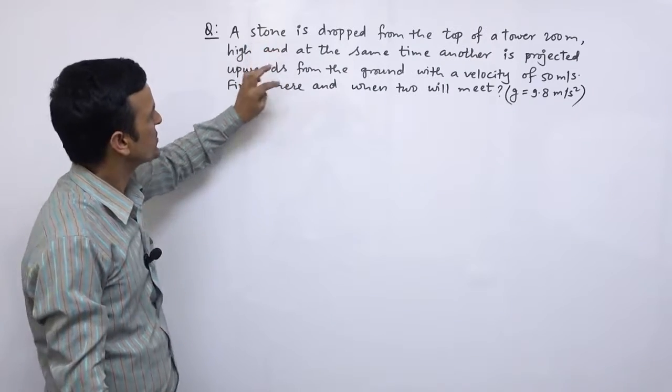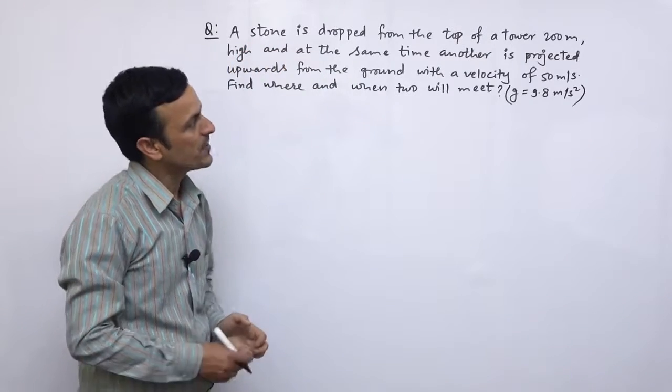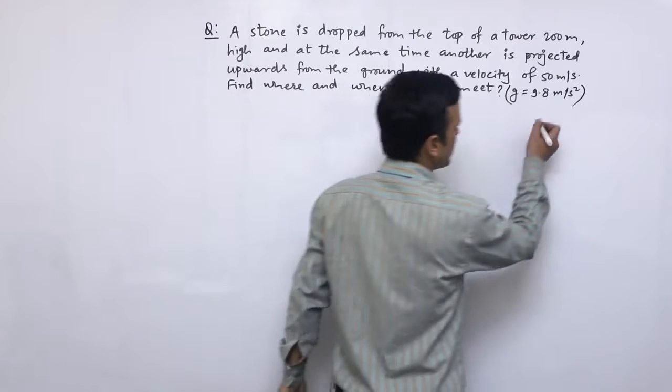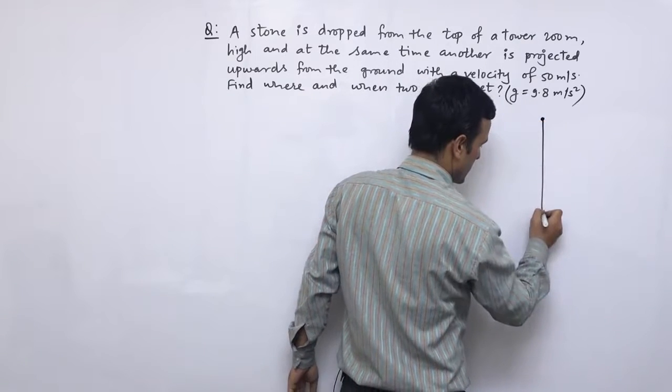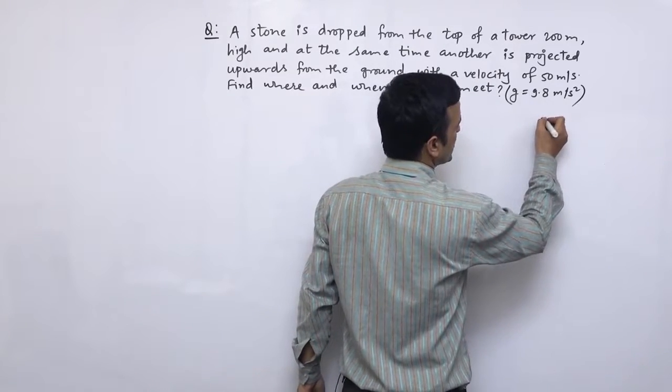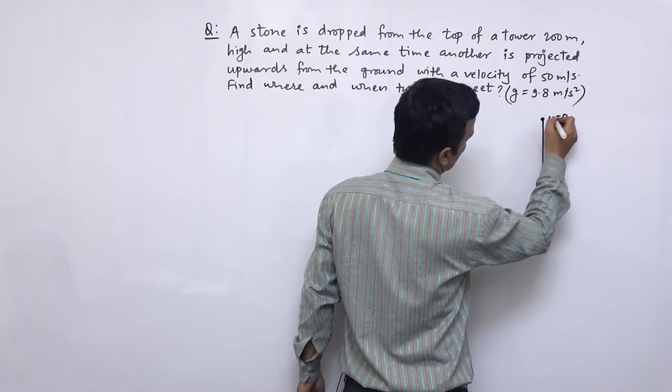So here in this question, a stone is dropped from the top of tower. So we have one of the tower here. हामीसँग एउटा टावर छ. यो top of the tower means it is u is equal to 0.